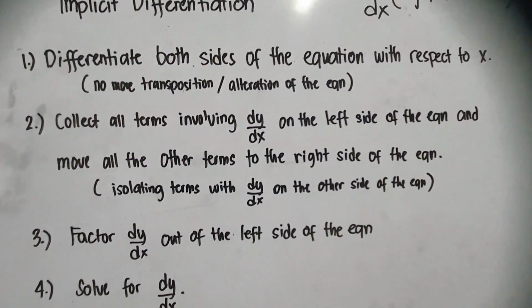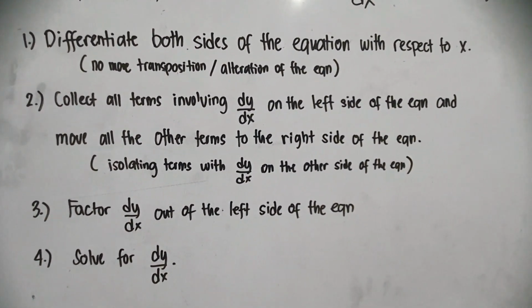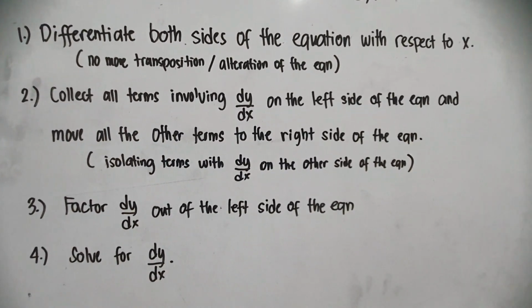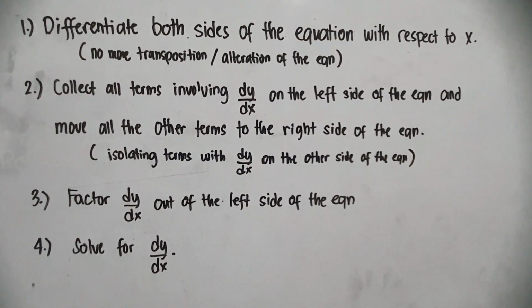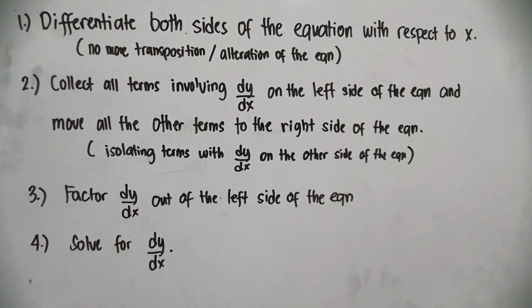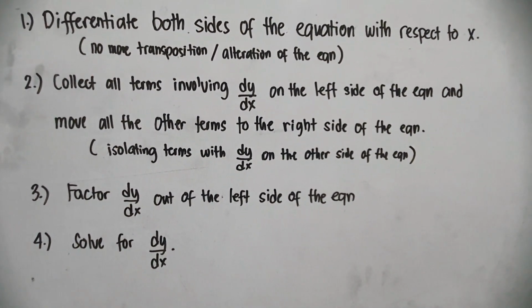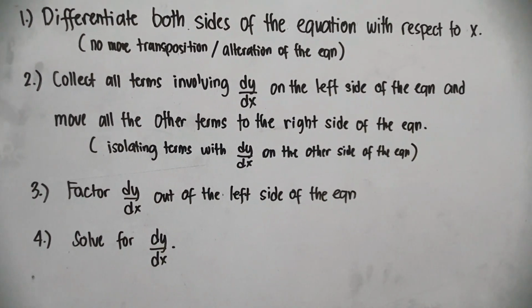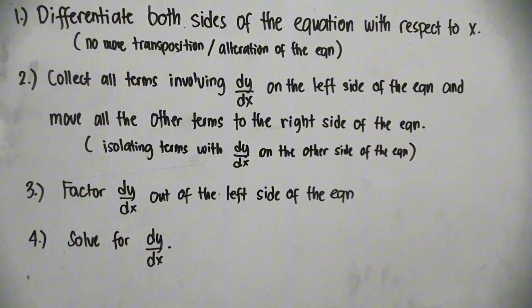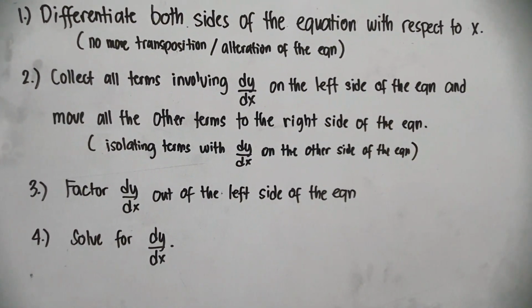Next, we're going to collect all the terms involving dy over dx on the left side of the equation and move all the other terms to the right side of the equation, simply isolating terms with dy over dx on the other side. The third, we have to factor dy over dx out of the left side of the equation. And fourth, we're going to solve for dy over dx.